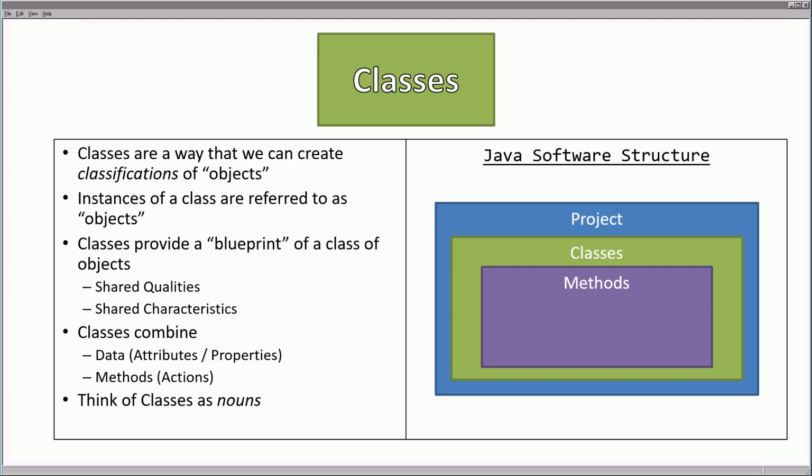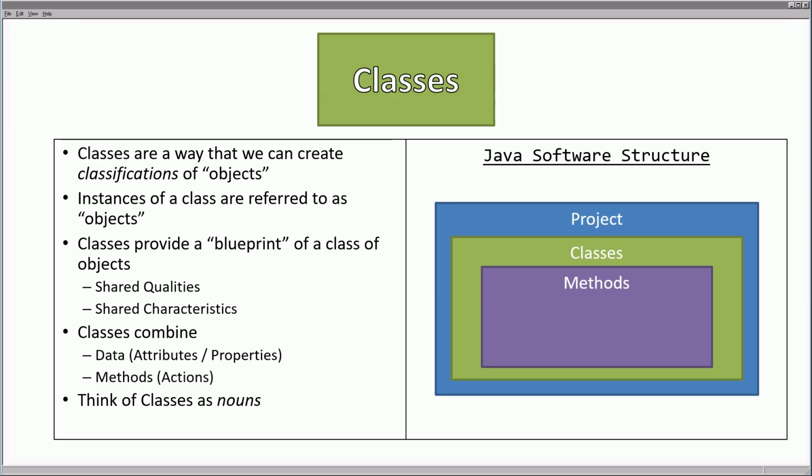We're going to continue our discussion about classes, and classes are a way that we can create classifications of objects. An instance of a class is referred to as an object. What classes do is provide a blueprint of a class of objects. In other words, it groups together shared qualities and shared characteristics. In terms of programming, classes combine data, in other words, attributes or properties, along with methods, the actions.